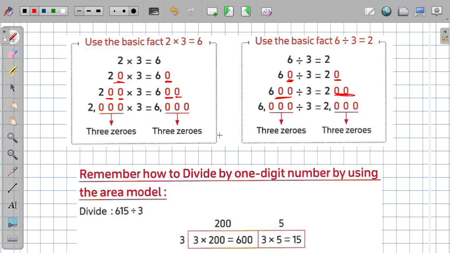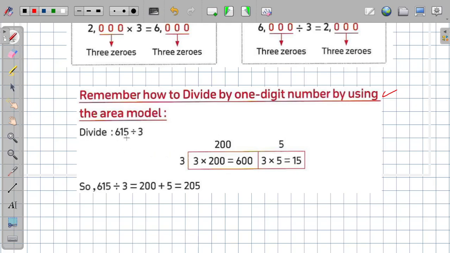Okay, so let's remember how to divide by one digit using the array model, an operation that we learned in grade 4. If I have 615 divided by 3 and I wanted to divide these two numbers, first I will get 600 first, because 600 is divisible by 3. And after I divide 600, I will get 15. So 15 is divisible by 3. So 600 gives me 200, and 15 gives me 5. So the result will be 200 plus 5.